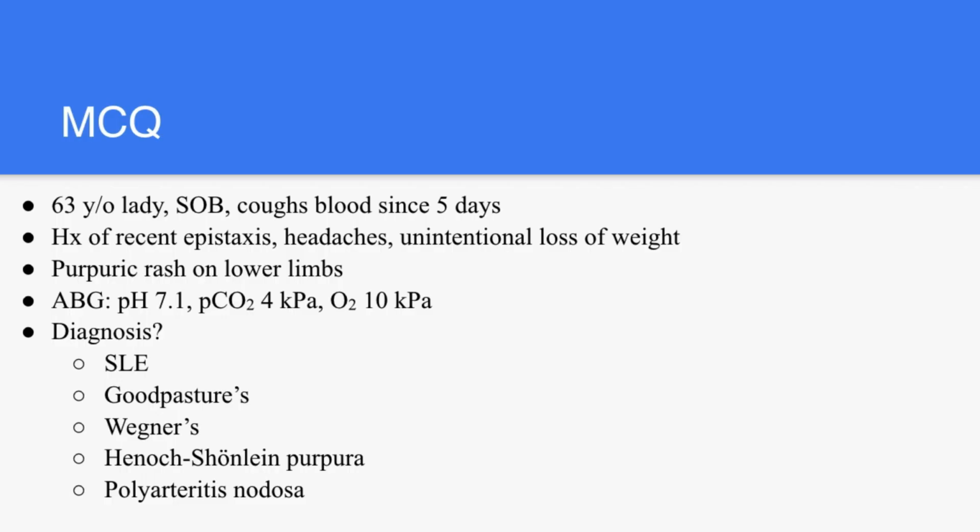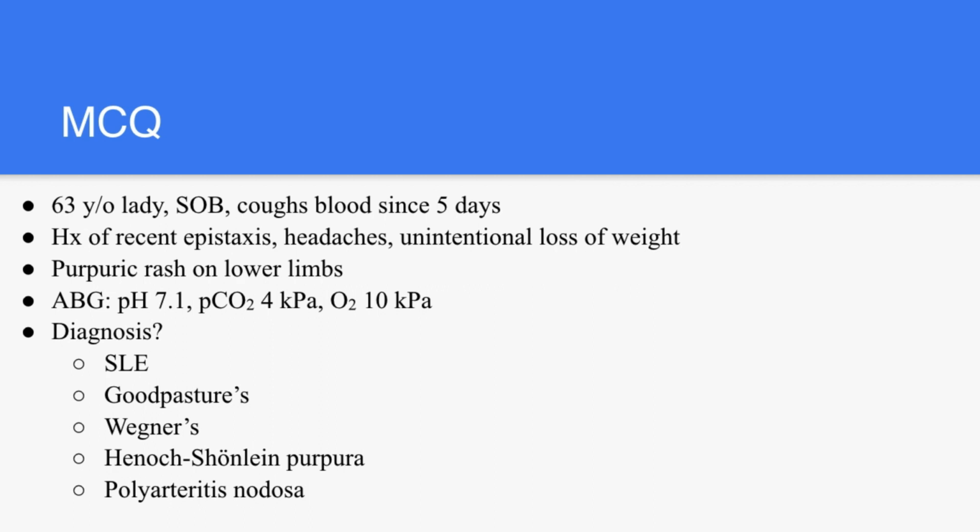The second case is a 63 years old lady presenting with shortness of breath, coughing up blood for 5 days with history of recent epistaxis, headache, unintentional loss of weight, purpuric rash of the lower limbs, arterial blood gases displaying a pH of 7.1, PCO2 of 4, and this is metabolic acidosis. So upper and lower respiratory tract infection with rash, metabolic acidosis, hemoptysis.